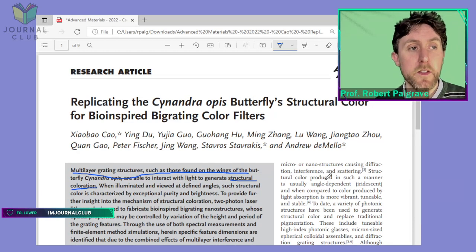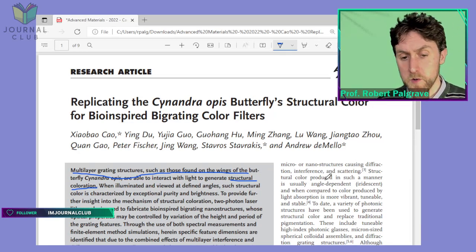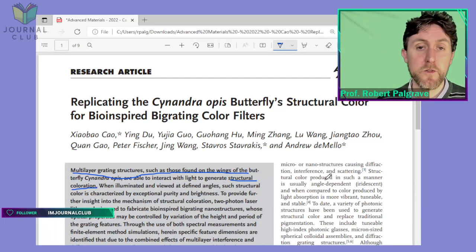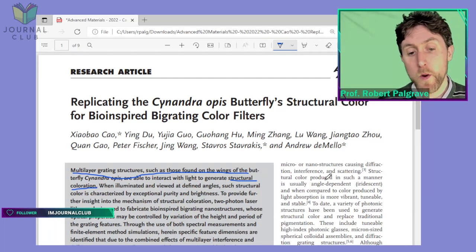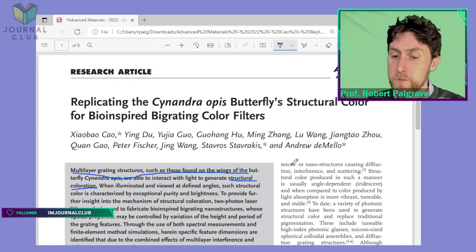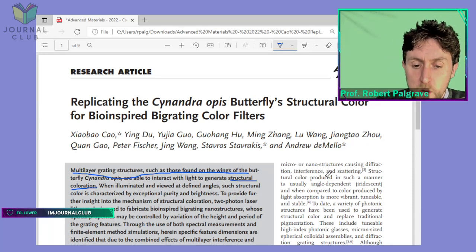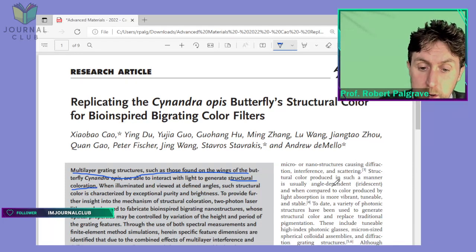Instead of these dyes, these pigments, where you're getting electrons being excited and that's what absorbs the light, this is an interaction of the visible light with some kind of periodic structure, some repeating structure on the nanoscale or on a microscale, about the same size as the visible light itself, which produces the color. Structural color produced in such a manner is usually angle dependent, iridescent, and when compared to color produced by light absorption, is more vibrant, tunable, and stable.